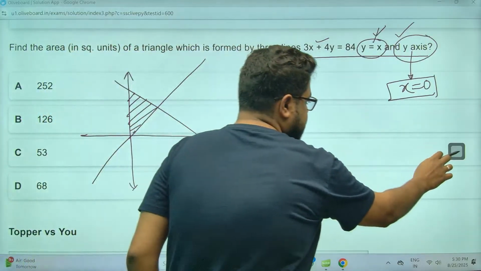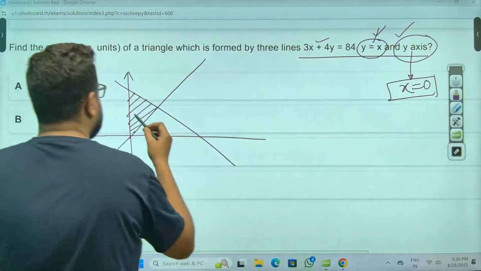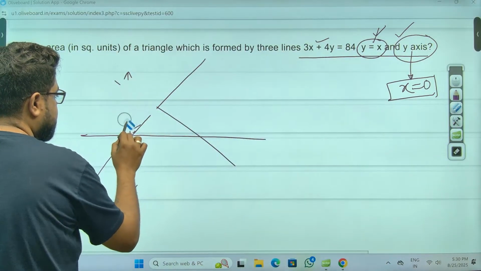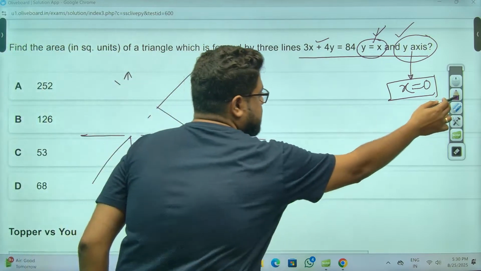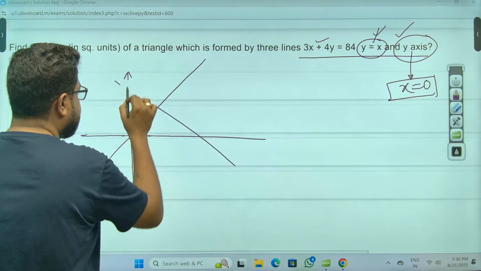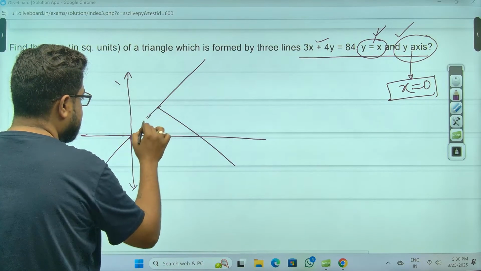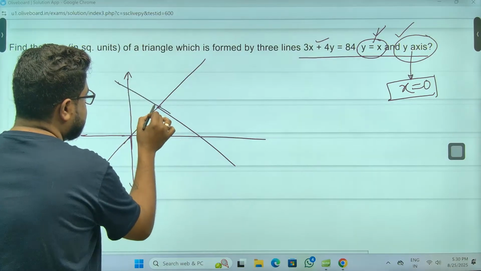Let's understand this. It would have been better if I had not given it. Ruko, so just give me 1 second. Let me just redraw this. It would have been much better.